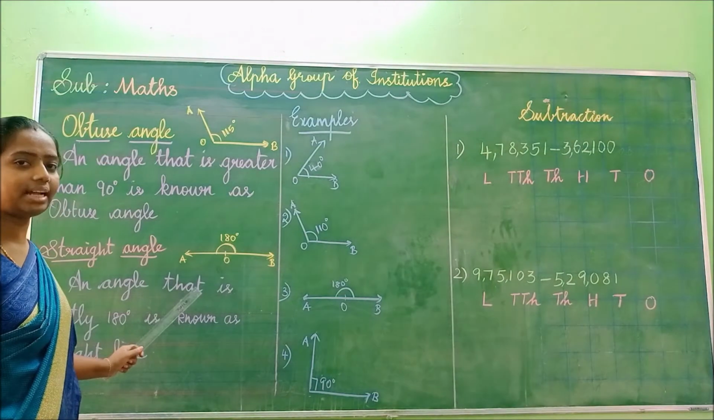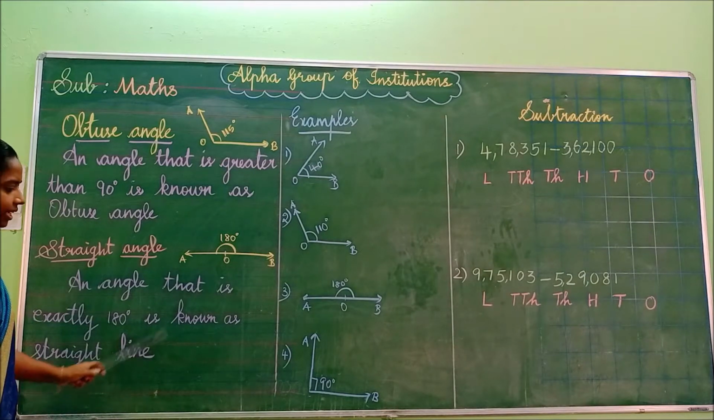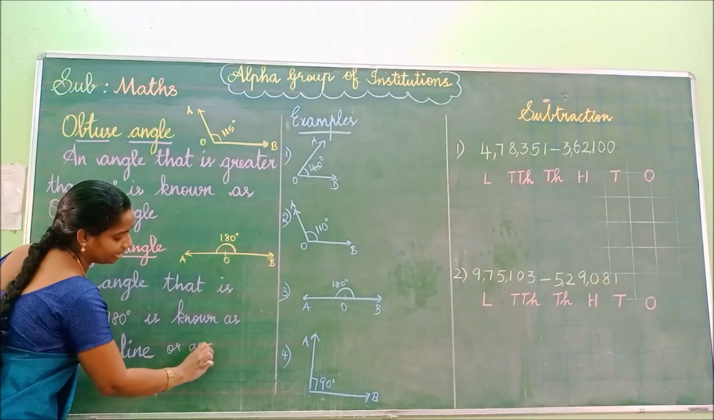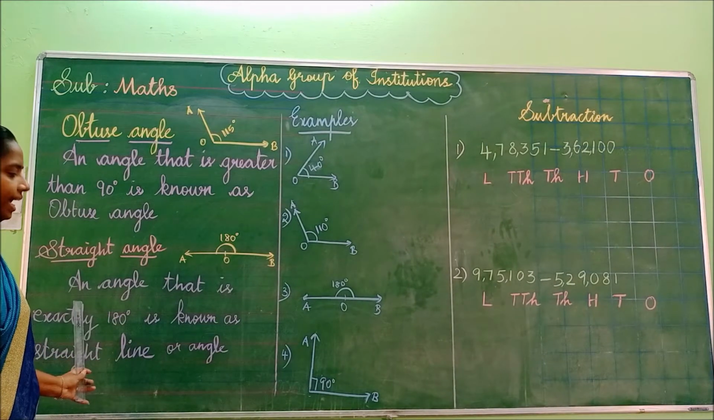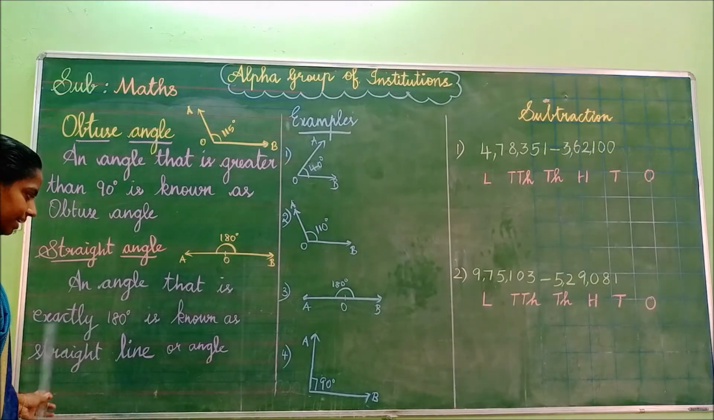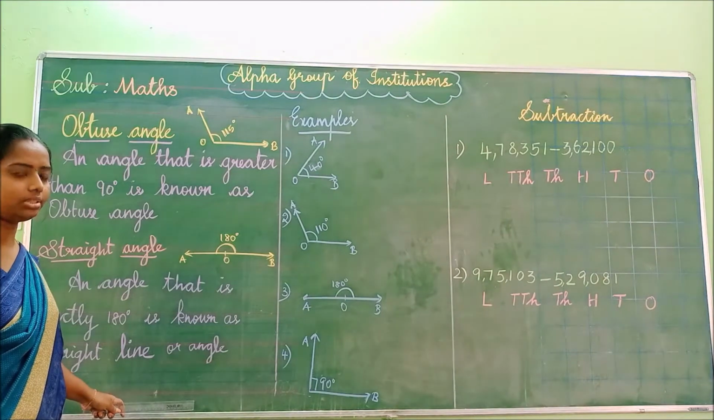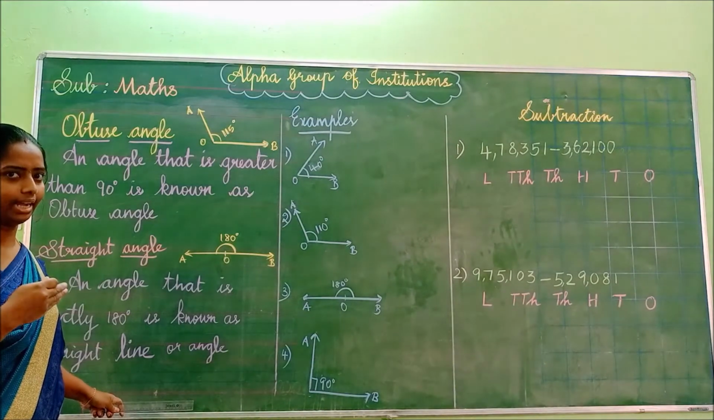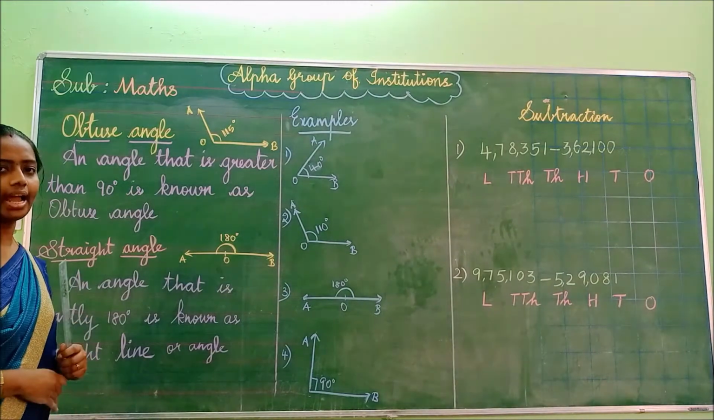Okay, children, you are clear about the right angle. See here, a straight line, isn't it? So an angle that is exactly 180 degrees is known as a straight angle. Straight angle, A-N-G-L-E. Let me say again, an angle that is exactly 180 degrees is known as a straight angle. What we learned about the right angle is that exactly 90 degrees is known as a right angle. Here, exactly 180 degrees is known as a straight angle.